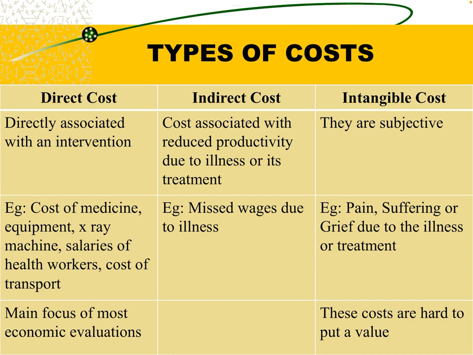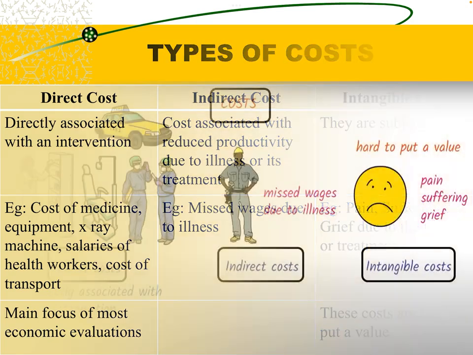Now, indirect costs are those associated with reduced productivity due to illness or its treatment. Example, missed wages due to illness. And the third type of cost is intangible cost. They are subjective and these costs are hard to put a value on. For example, pain, suffering or grief due to illness or treatment.